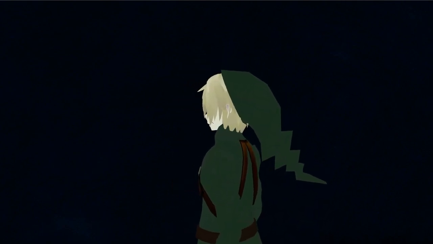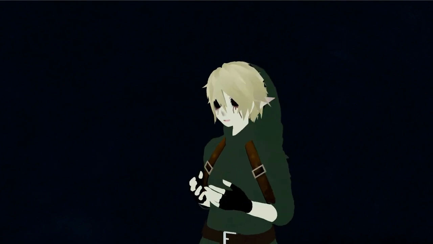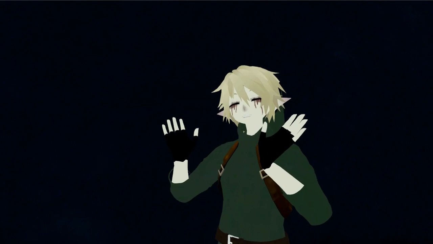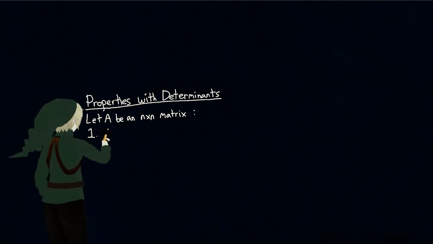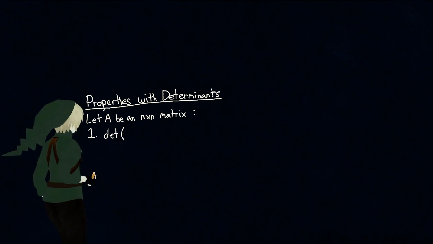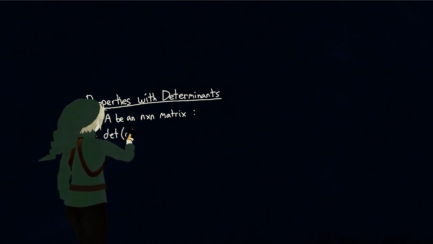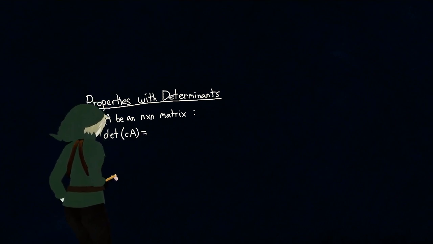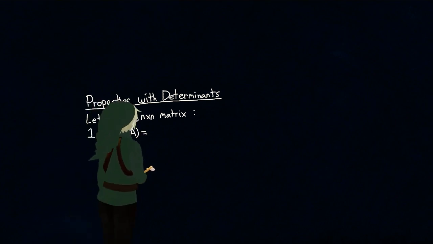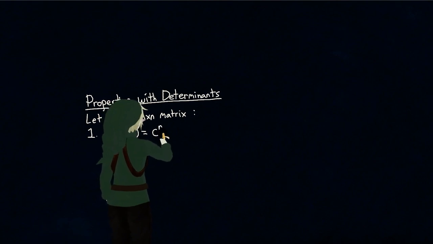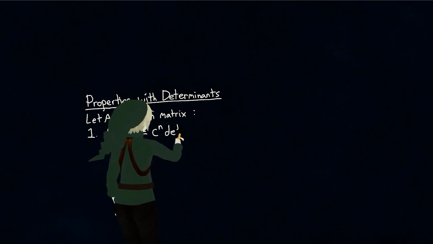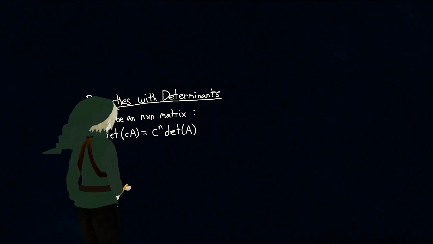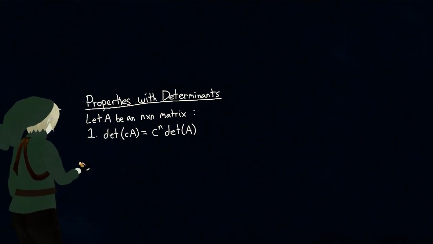Okay? Alright, so now that we learned determinants, we're going to go ahead and learn some properties of determinants. Property number 1 is that when we compute the determinant of a matrix where we have a scalar times a matrix, then this is equal to c to the power of n times the determinant of A. Okay, so that's our first property.